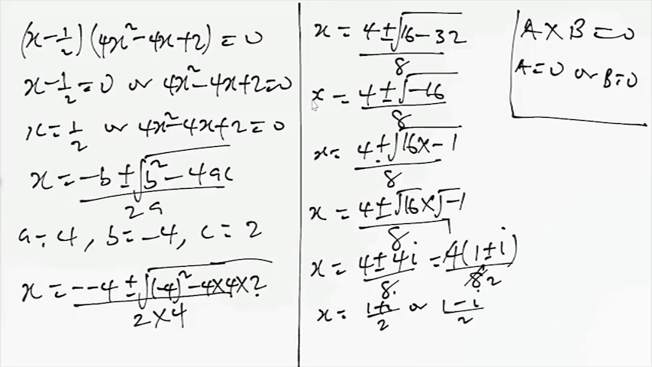Therefore, the true solutions to the original equation that we were given are: x equals to 1 over 2, or 1 plus i over 2, or 1 minus i over 2. And that's the answer. You can see that we only have 3 solutions and not 4.